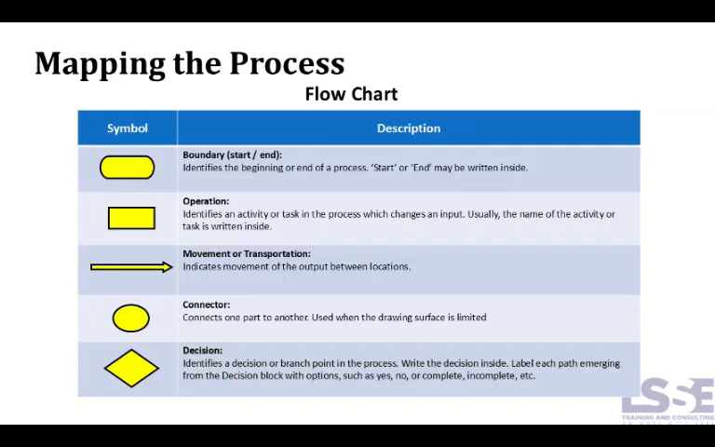Arrow. This shows movement or transportation. Outputs moving from one step to the next. Small circle. This is a connector. Use it when your map gets too big to fit on one page. Diamond. This is the decision shape. A yes/no question that creates two different paths.